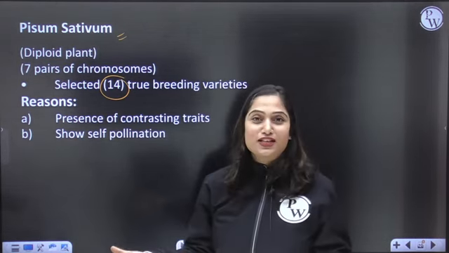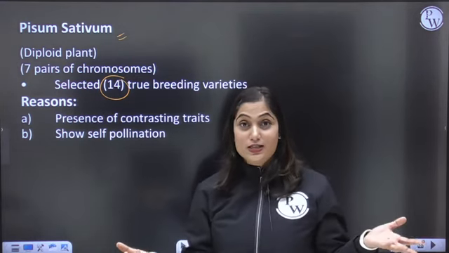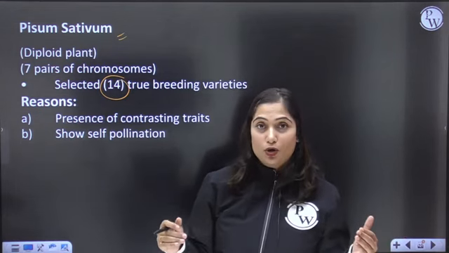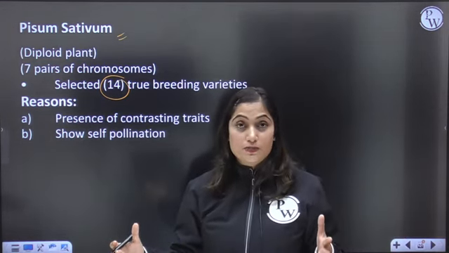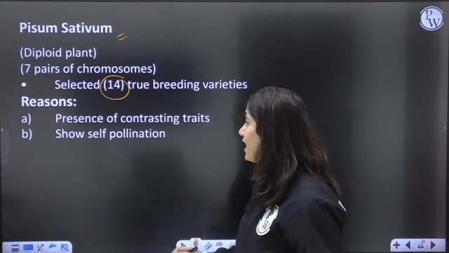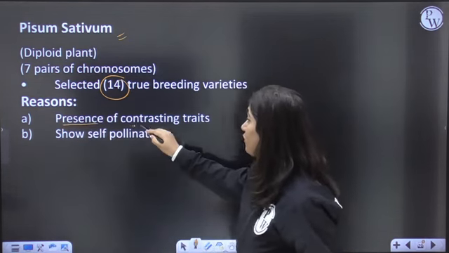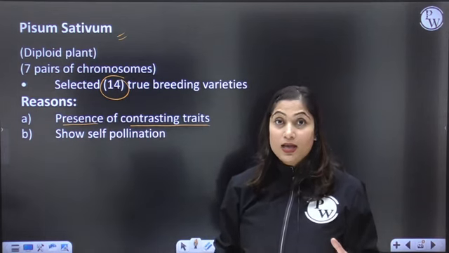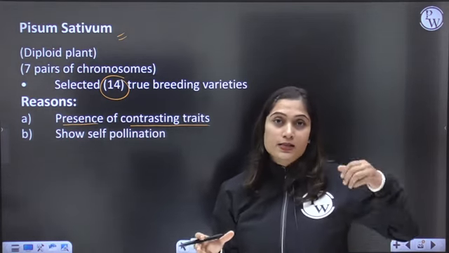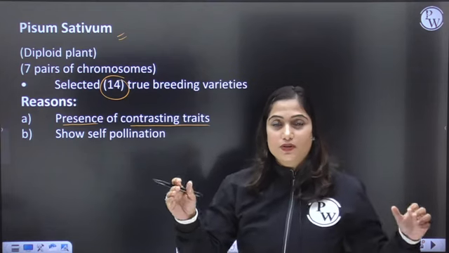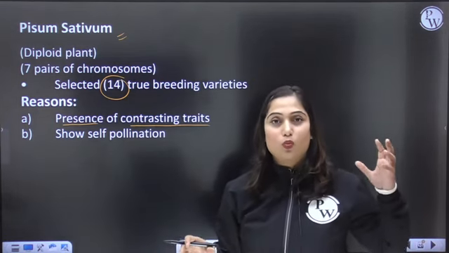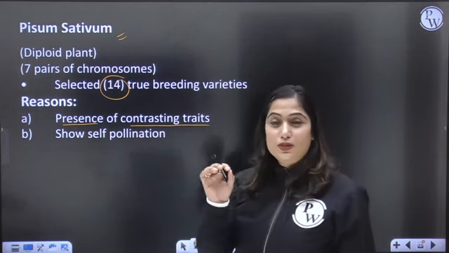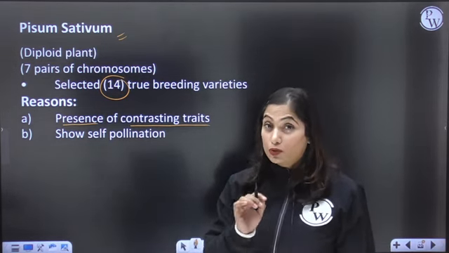Now, we have studied this in 10th class also. What are the reasons why Pisum sativum was taken? Because the lifespan was short, and it is easy to grow in lab conditions. But the most important reason is the presence of contrasting traits. Naturally, in Pisum sativum, there are contrasting traits, like some of the varieties are tall, some of the varieties are dwarf, some of the varieties have violet flowers, some of the varieties have white flowers. So presence of contrasting traits is the most important point.